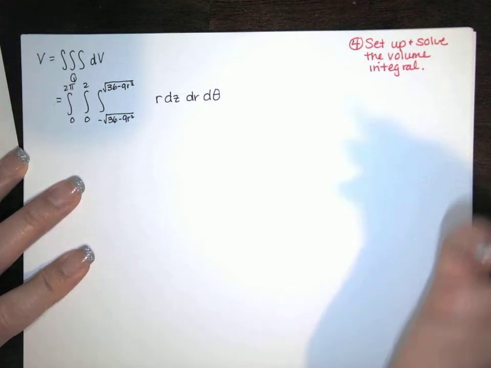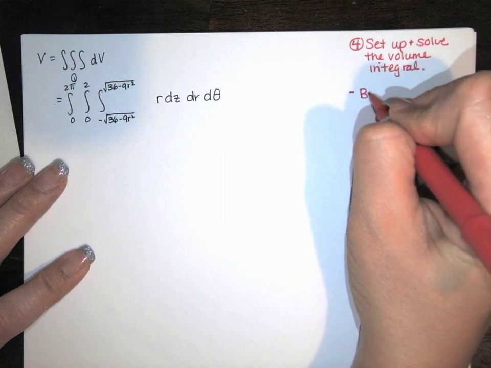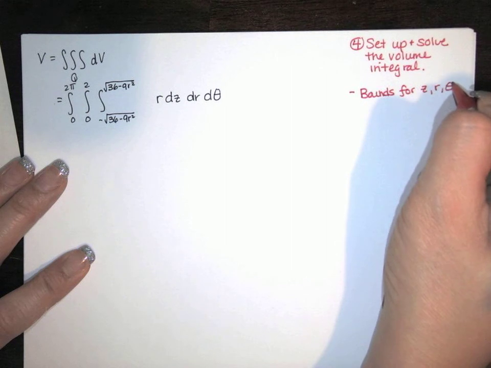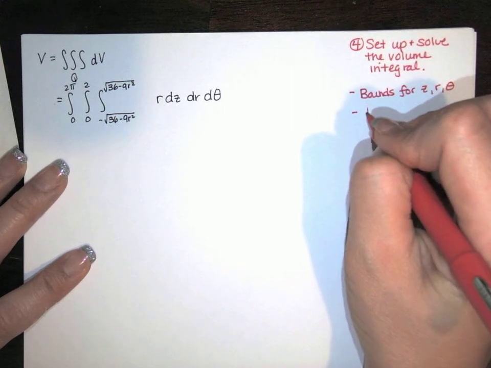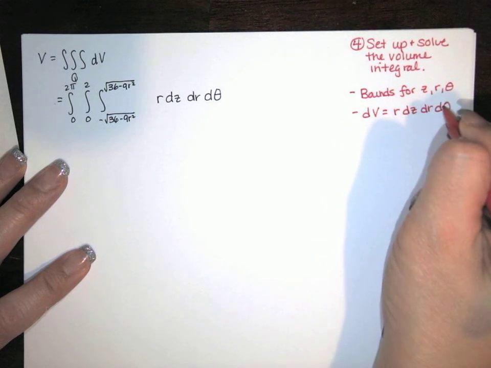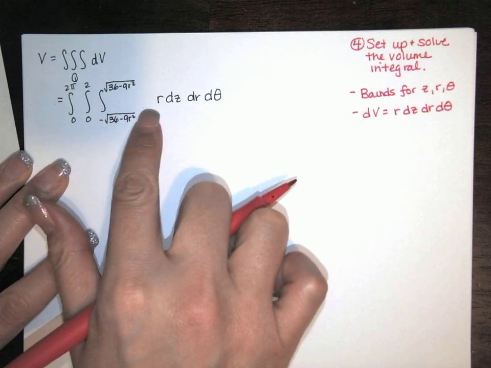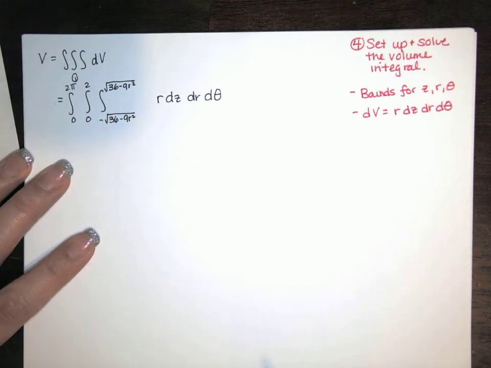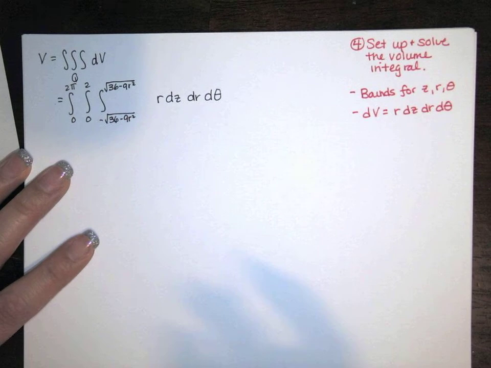So when you're setting up and solving this integral, remember you need two things. You need bounds for z, r, and theta. In terms of z, r, and theta, there should not be any x's or y's anymore. And then you need to replace dV with r times dz dr d theta. And of course you could change the order of that multiplication if you want to. If there was an integrand here, I would write that in terms of z, r, and theta as well. But there's not because we're just finding volume, so the integrand is a 1. We're adding up a bunch of volume pieces to get a total volume.